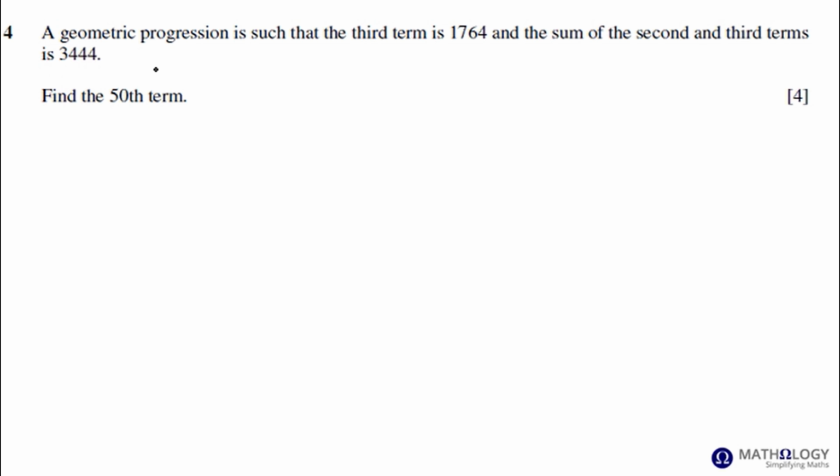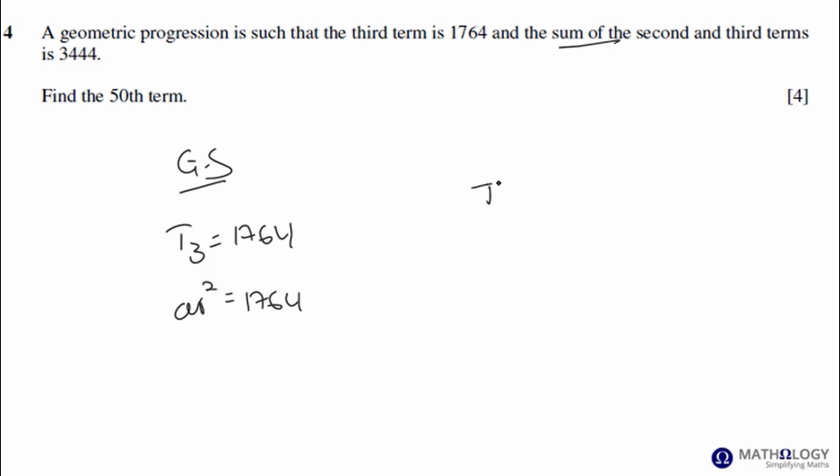Question 4. A geometric progression is such that the third term is 1764 and the sum of the second and third terms is 3444. Find the 50th term. Okay, so we have a GP. The third term is 1764 and the third term of a GP is given by ar squared. So ar squared is 1764. The sum of the second and third terms is 3444. So term 2 plus term 3 is 3444.